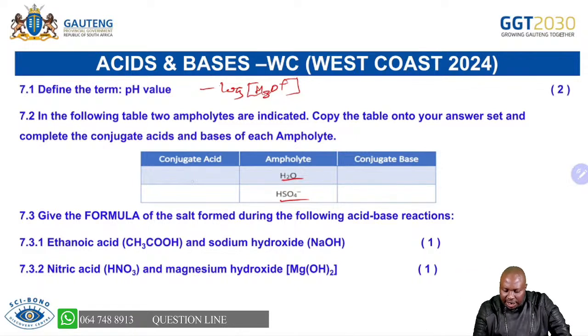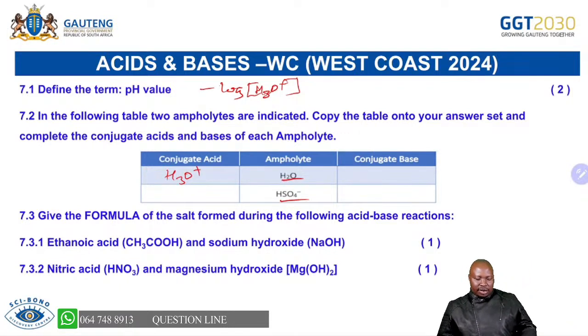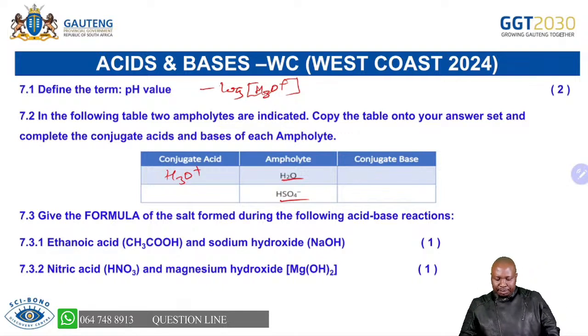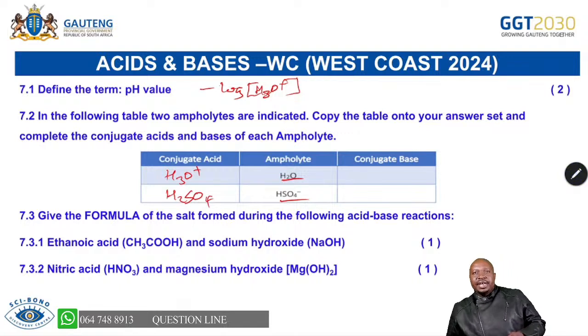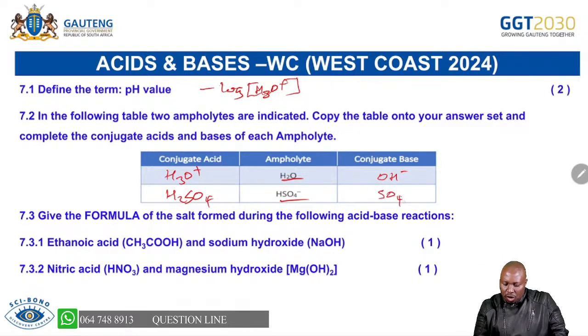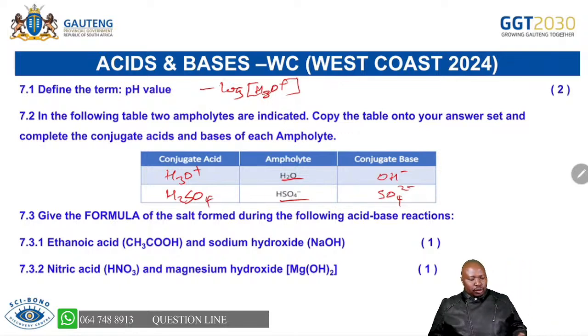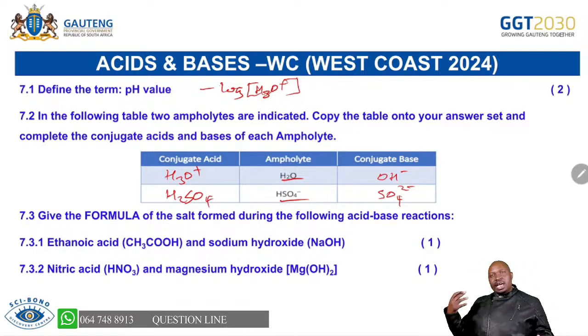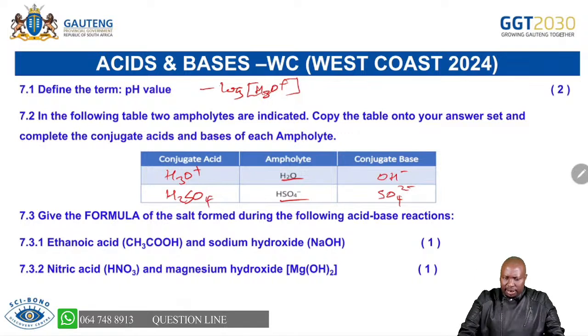A conjugate acid will have more hydrogen ions, so it will be H3O plus, because you know that a conjugate acid has more H pluses. Even here, the conjugate acid will be sulfuric acid. But the conjugate base will remove the hydrogen ion. The proton must be removed. When you remove a hydrogen ion there, you'll get OH minus. When you remove another one there, you'll get SO4 2 minus. So please be able to know conjugate acids and conjugate bases, because this is something you can get and it's nice if you know.